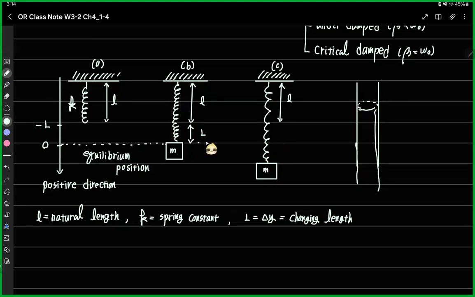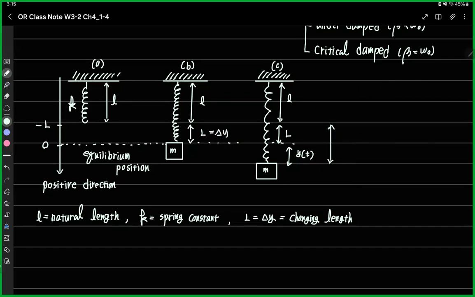Right here, L is the change in length due to the mass, and this one is y of t. That's what we are interested in. We want to find the equation for y of t. From L plus y of t, in case C, y of t plus L is the delta y, which is the displacement of the mass from the natural length.